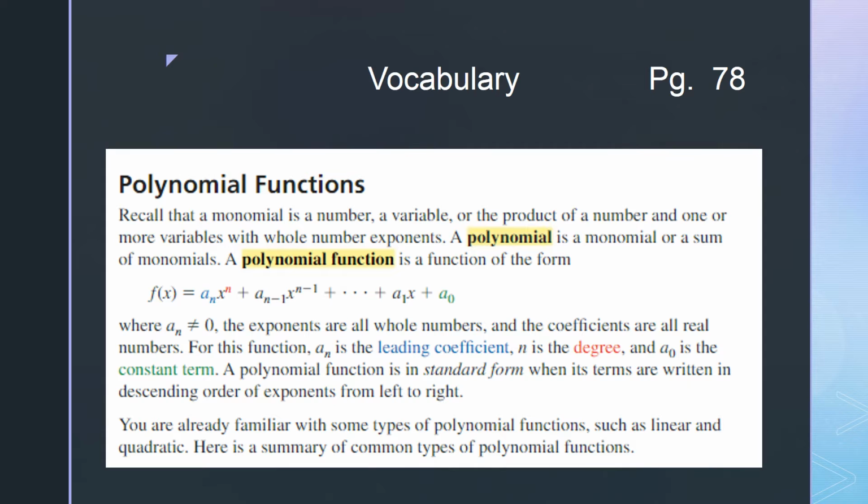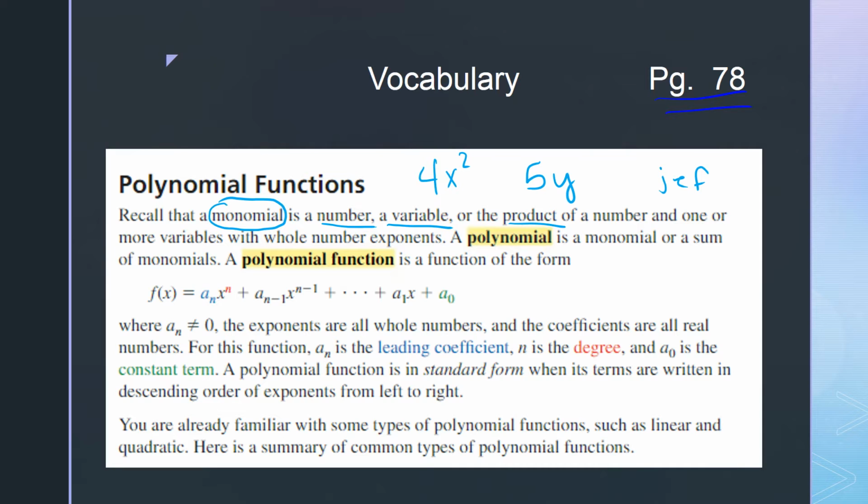So we're going to start with some vocabulary words first. The first one being polynomial. And this is on page 78 in your notes. We discussed before, and maybe we didn't, that a monomial is just one term. So it has a number and a variable or the product of them. So it could be something like 4x squared. That would be a monomial. 5y. Anything like that, or a product of one or more variables. So actually, JEF is also a monomial.